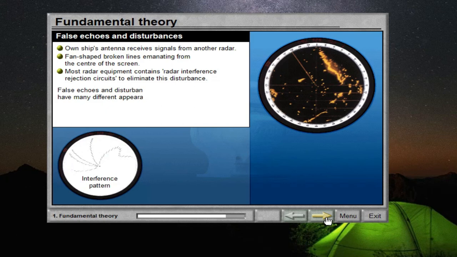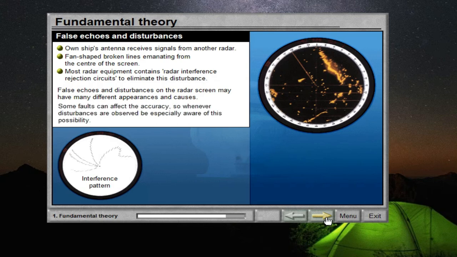False echoes and disturbances on the radar screen may have many different appearances and causes. Some faults can affect the accuracy, so whenever disturbances are observed, be especially aware of this possibility. Press the buttons to see examples.